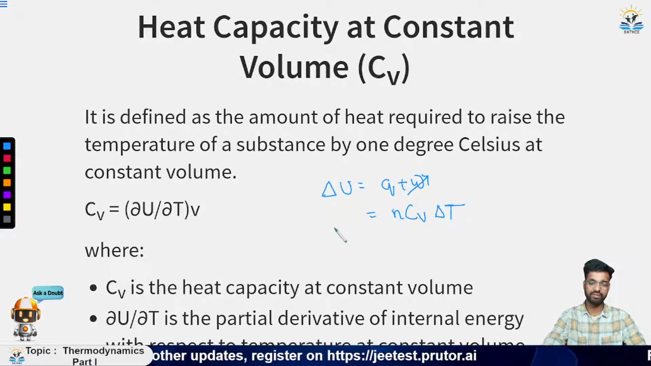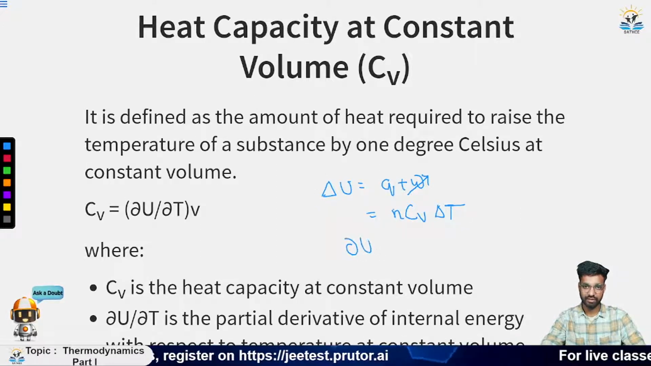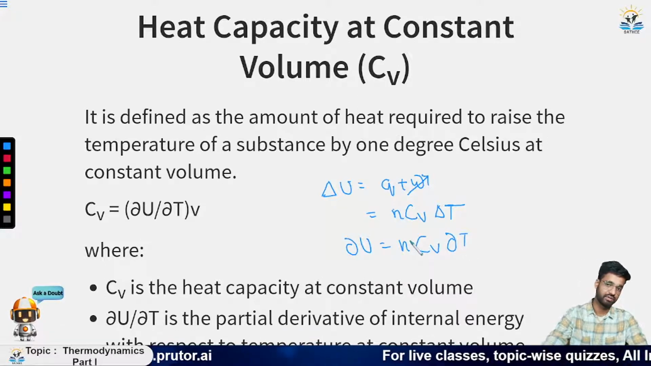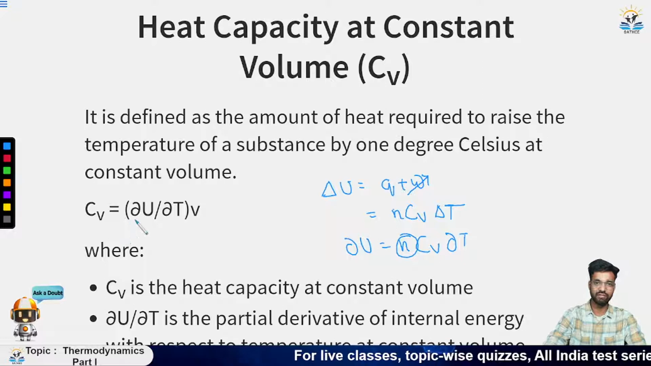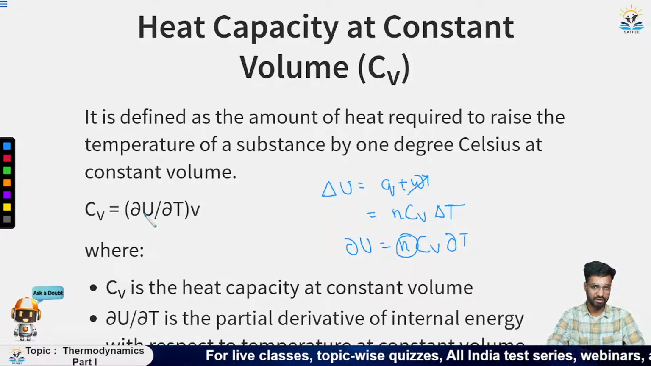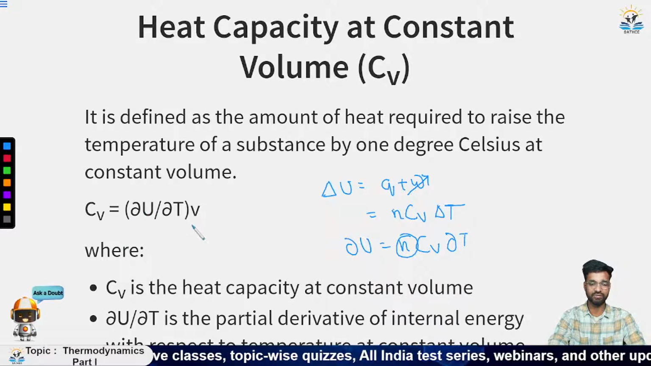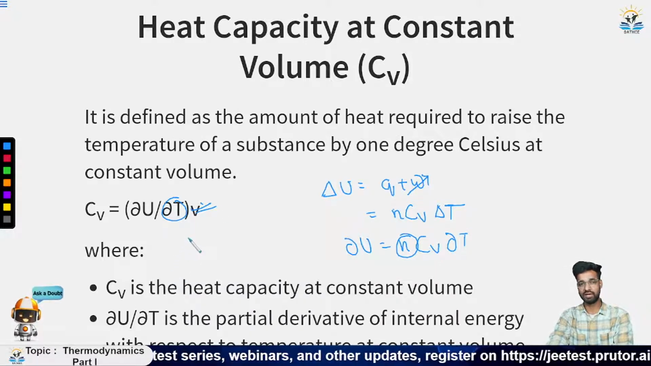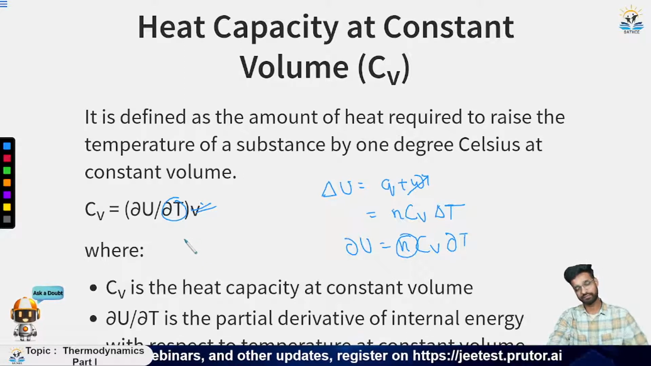Now if we are considering it for a small change, then delta U is equal to n Cv delta T. So for 1 mole, we can write that Cv is equal to partial differentiation of internal energy with respect to temperature at constant volume. How we will use this formula, we will see in the next lecture.